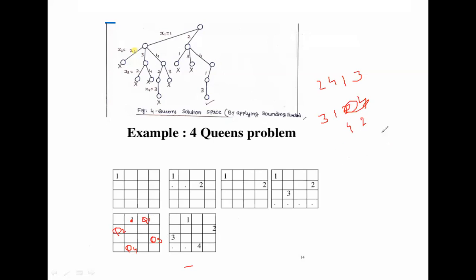So 2413 and 3142. This is the state space tree for the solutions, constructed using backtracking. Tomorrow we will discuss the 8 queens problem, and then the sum of subsets problem also. Today we end the session. Thank you.